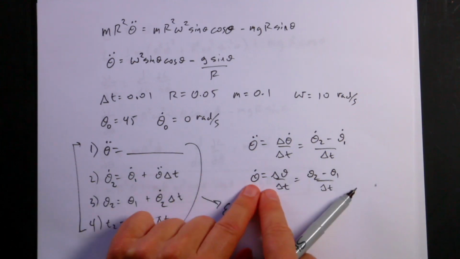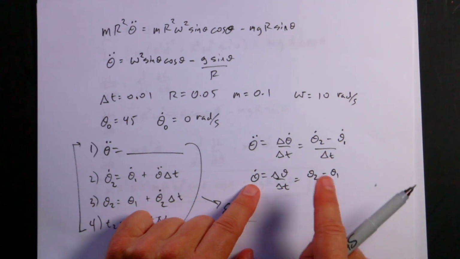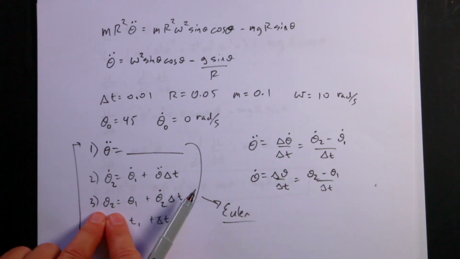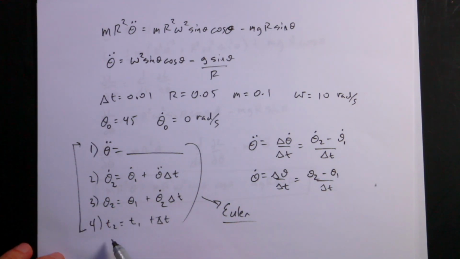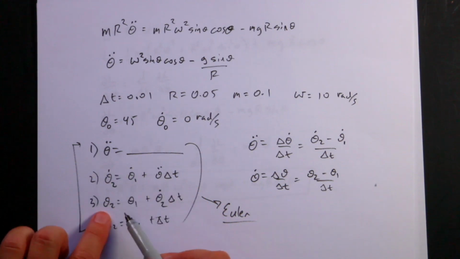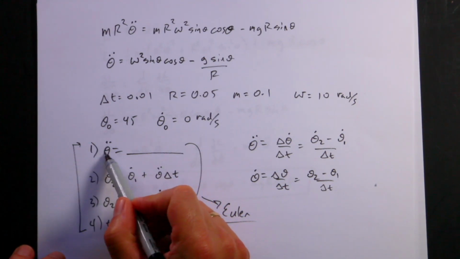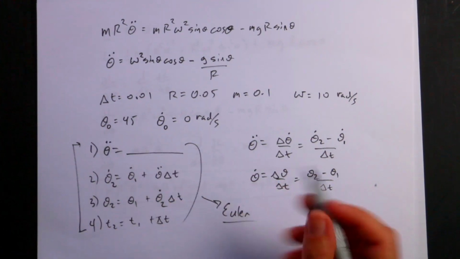Then I can do the same thing with theta. Now I'm going to assume theta dot's constant, and I can use that to solve for theta 2, or the updated theta 2. So now I can do the same idea, update theta, and then update time. And then just go back over. Now I have a new theta. I need to recalculate theta double dot and do the whole thing over again and again and again.